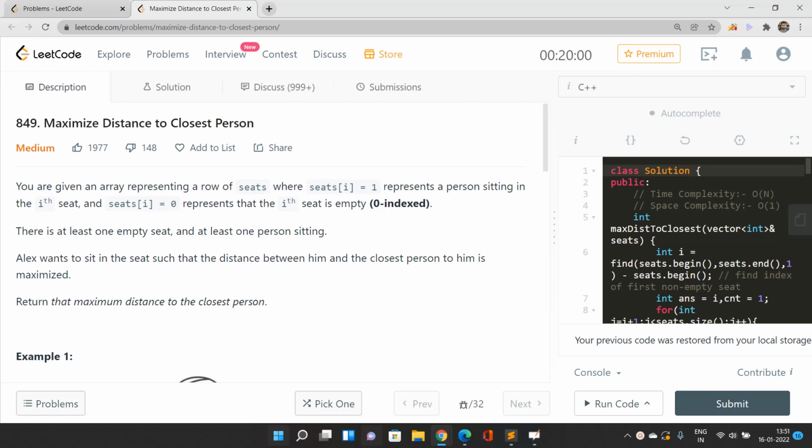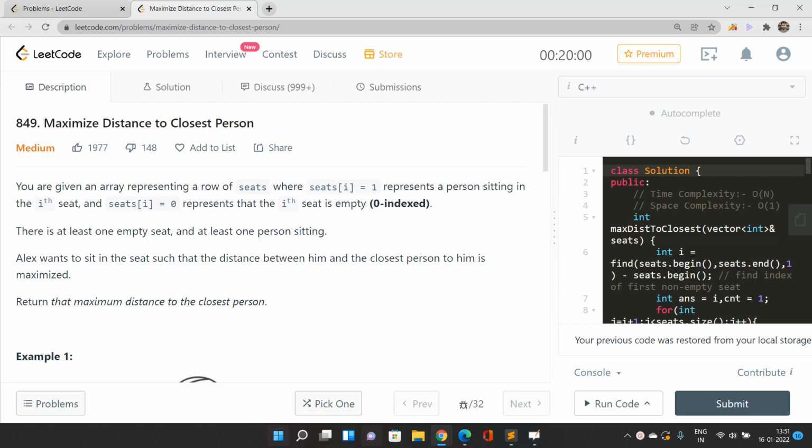Hello everyone, welcome to the daily problem challenge discussion. Maximum distance to a closest person. It is index 849 of the daily LeetCode problem. You can see the day is 16th of January and today we'll discuss the medium problem.